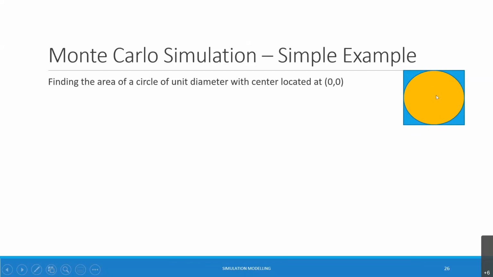Now, I can say, because the center is (0, 0), what are the coordinates of this? This will be (-1, -1), and this will be (1, 1). This will be (1, -1), and this will be (-1, 1), and this is (1, 1). So these are the coordinates.